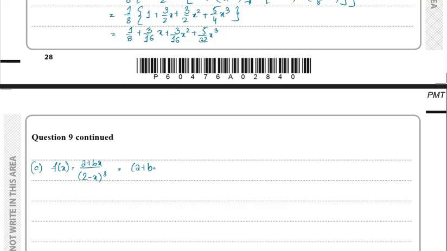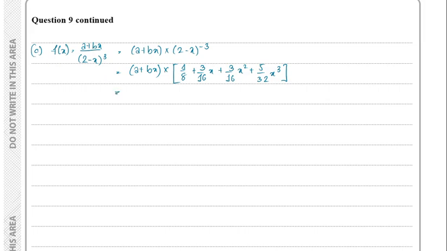So f(x) is given to be (a + bx) divided by (2 minus x) cubed. So it can be written as (a + bx) multiplied by (2 minus x) to the power minus 3, which we already know from part B. So (a + bx) multiplied by 1 by 8 plus 3 by 16x plus 3 by 16x squared plus 5 by 32x cubed. We have to multiply a and bx with the expansion of part B separately.